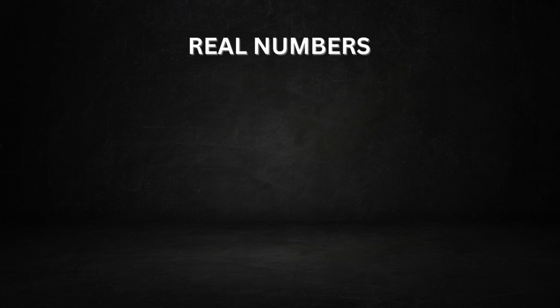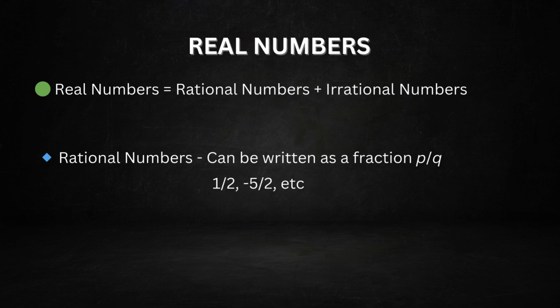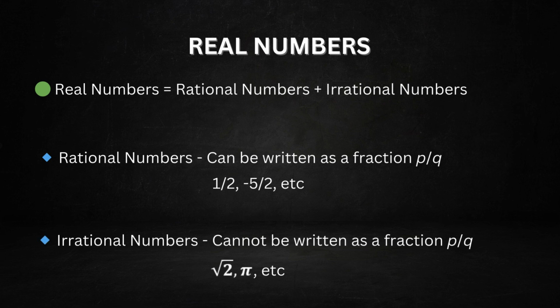Real numbers include both rational and irrational numbers. Rational numbers, like 1 by 2 and minus 5 by 2, can be written as fractions, while irrational numbers, like root 2 and pi, can't be written as fractions. But what makes them special? Let's explore two fundamental concepts.